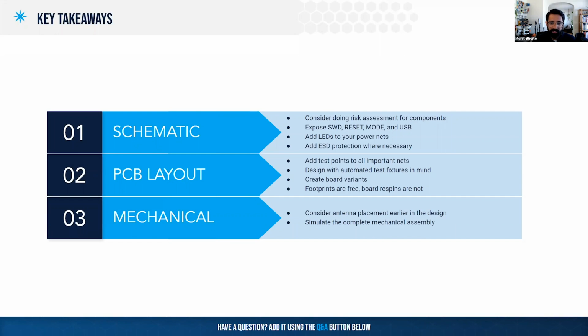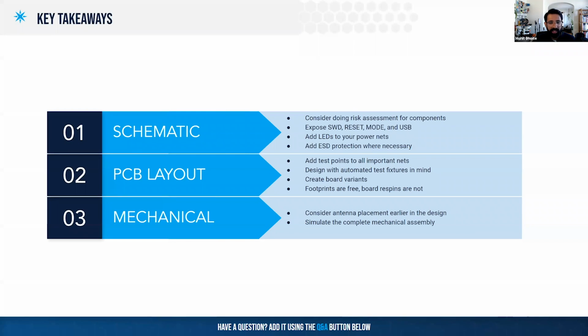For PCB, we said adding test points is extremely valuable. They don't take up too much space, and they're free. Because when you design with an automated test fixture in mind, these will come in handy. Create board variants so that you know the difference between prototyping and production. You can eliminate certain parts that are not required. And as I keep saying, footprints are free and board replacements are not.